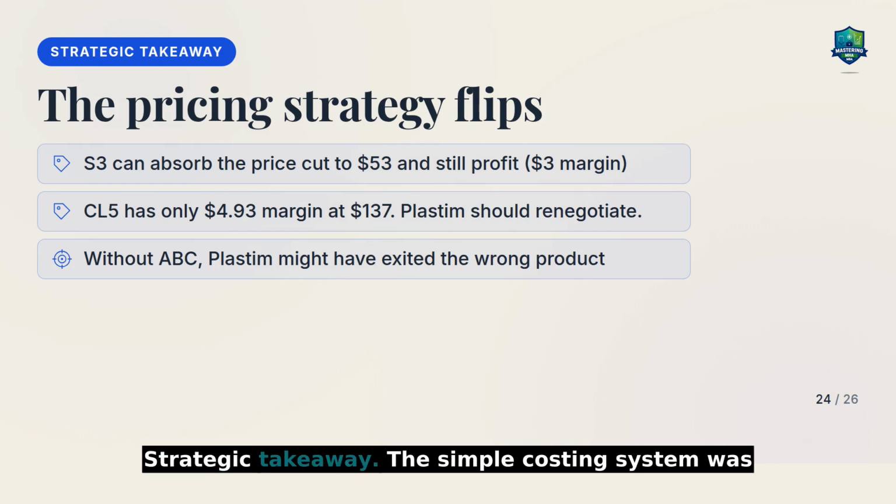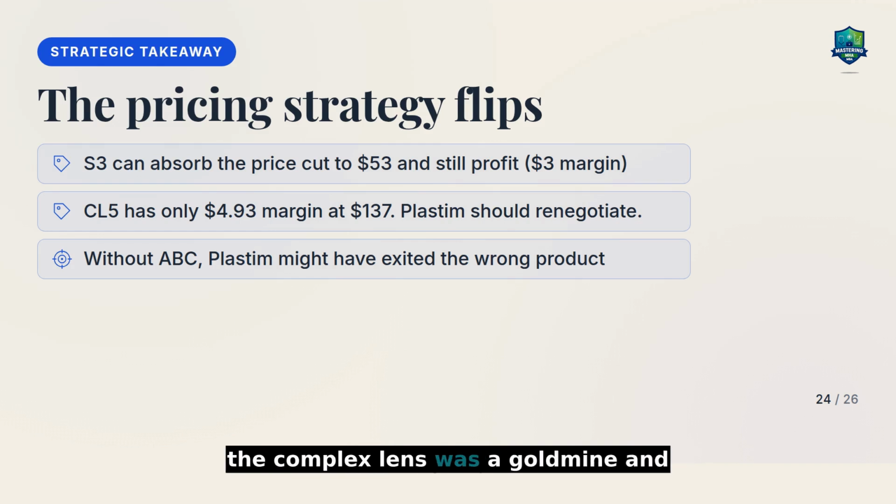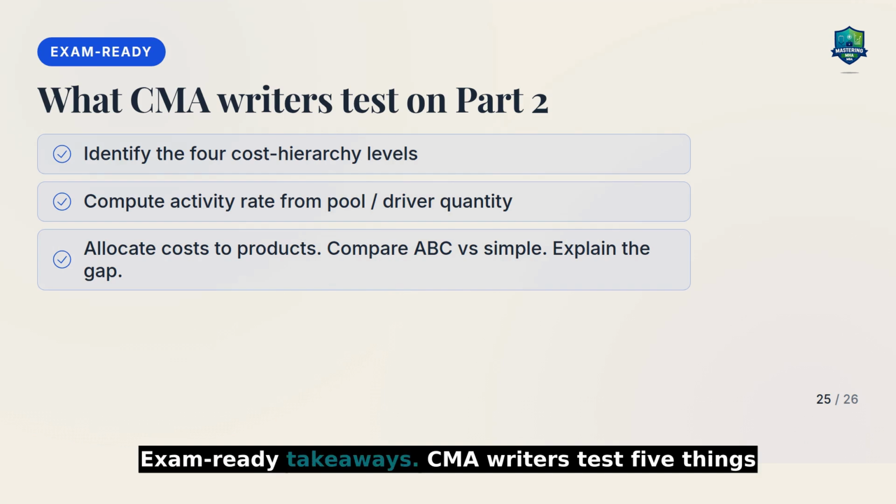Strategic takeaway. The simple costing system was telling Plastim the complex lens was a gold mine and the simple lens was barely profitable. ABC says the opposite. CL5 has a $4.93 margin, not $40. S3 can absorb the price cut to $53 and still profit. The pricing strategy flips. Exam-ready takeaways.